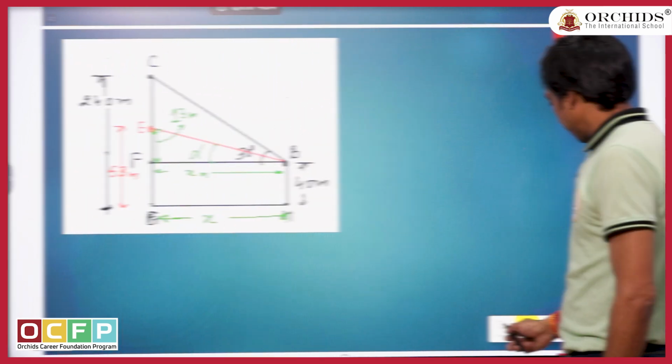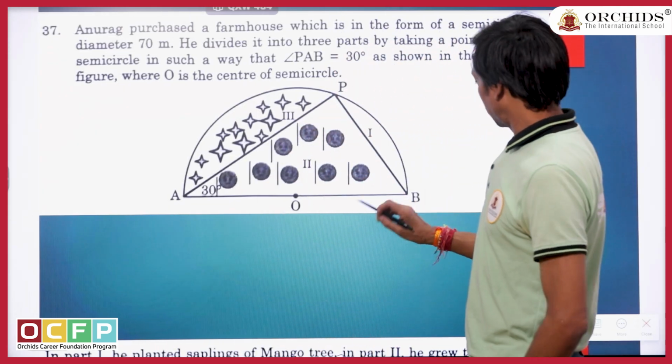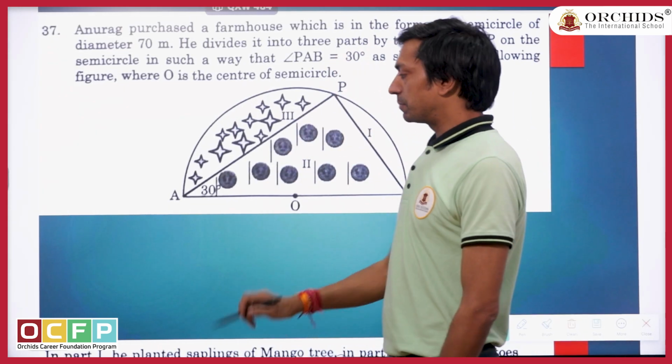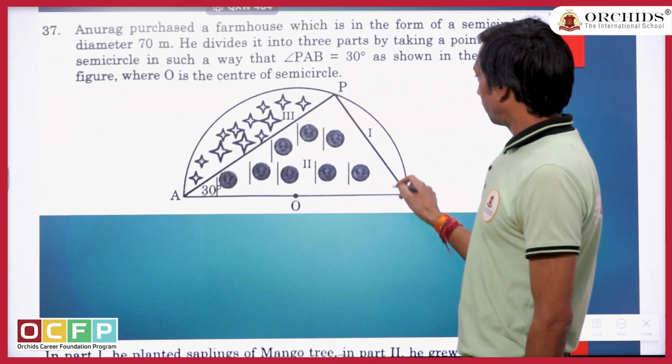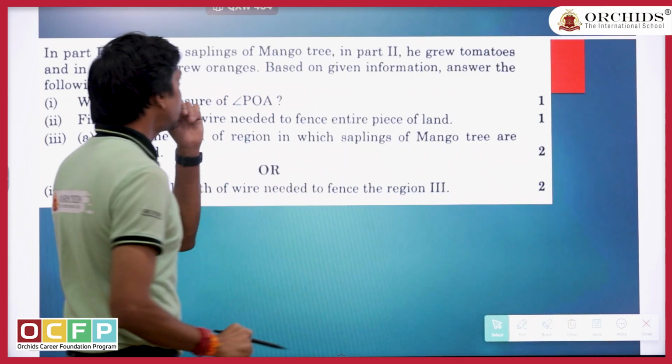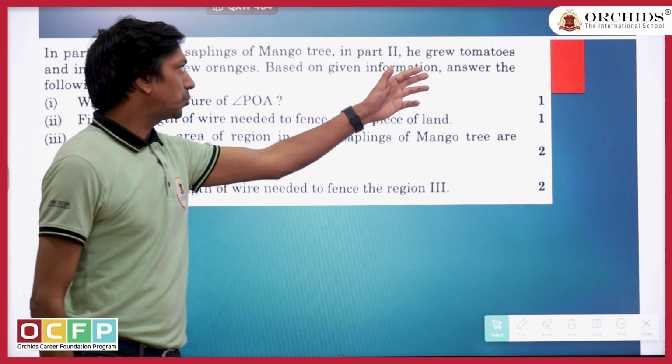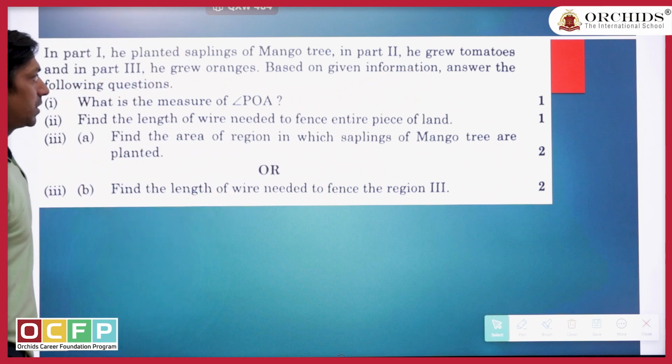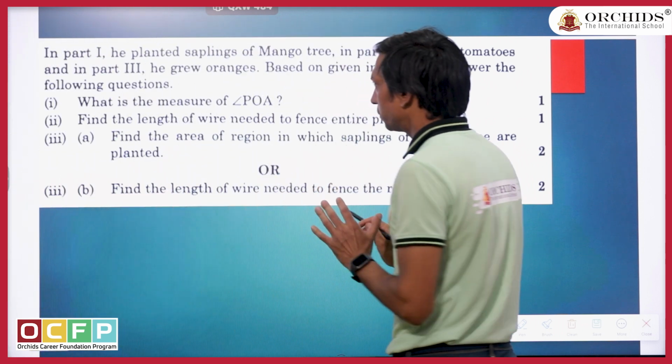Next question we are having. In question number 37, a field is given in the form of a semicircle, and within it 3 partitions are made and information about these partitions is given. Part 1 is planted with saplings of mango tree, part 2 has tomatoes and part 3 has oranges. Based upon this information we need to find the answers.